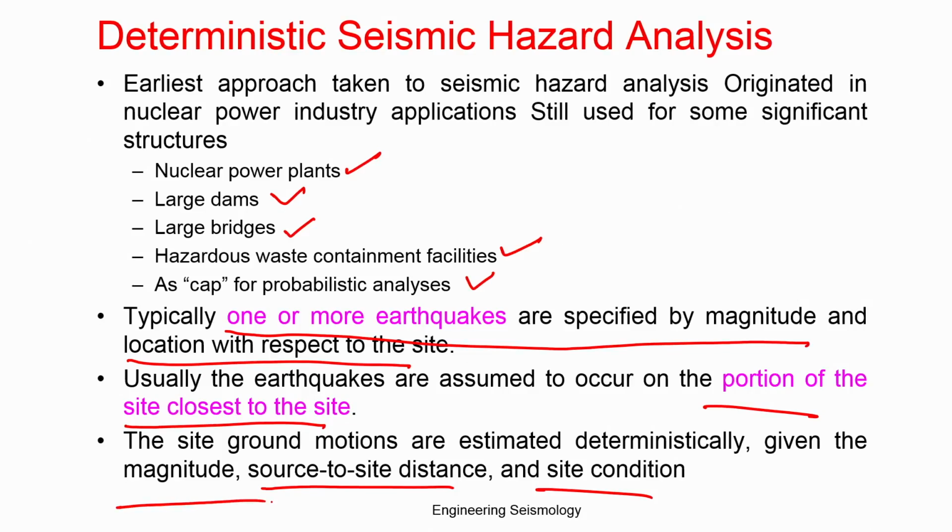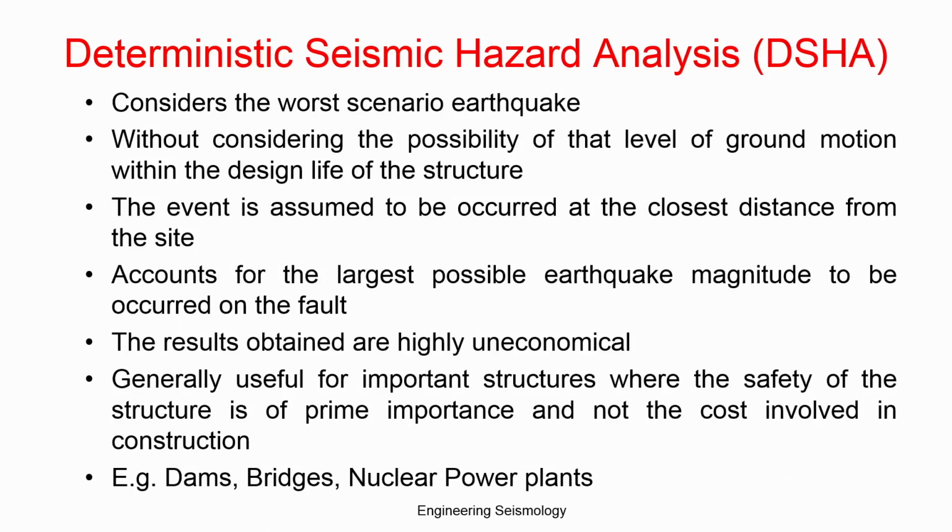Okay. Since our hazard analysis talks only about the bedrock level, there is no site condition. One only talks about the magnitude and the distance, and the source parameters, if the GMPEs are included. So, consider the worst scenario earthquake for arriving at the hazard value, without considering the possibility of the level of ground motion within the design of structures. It does not give the range of ground motion, it gives only one ground motion.